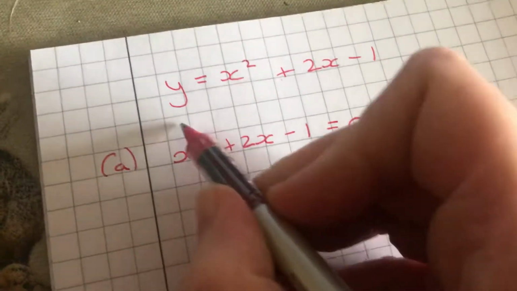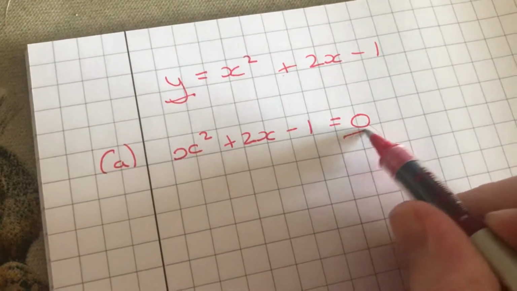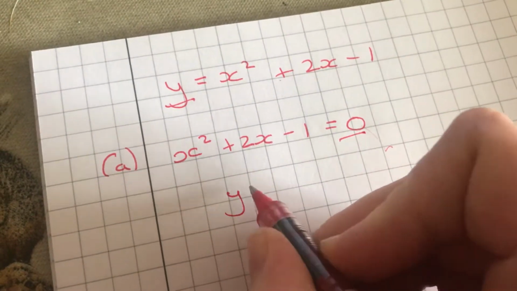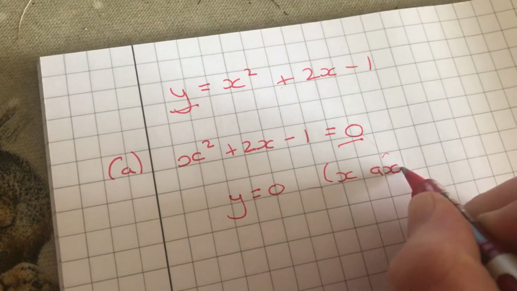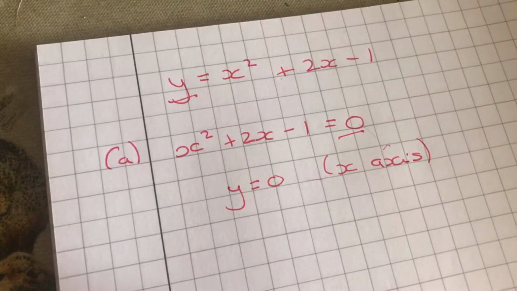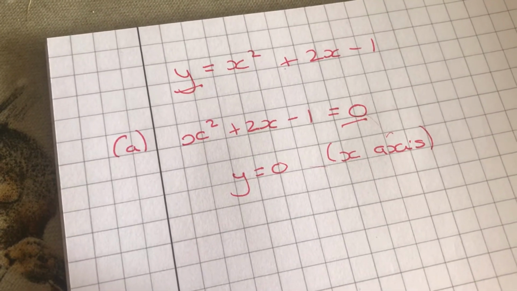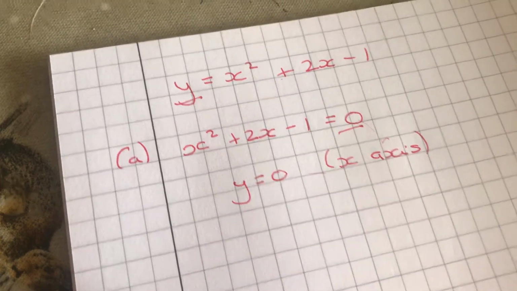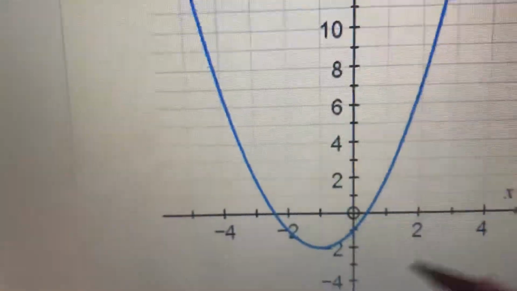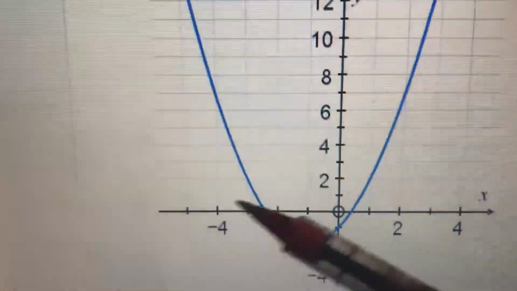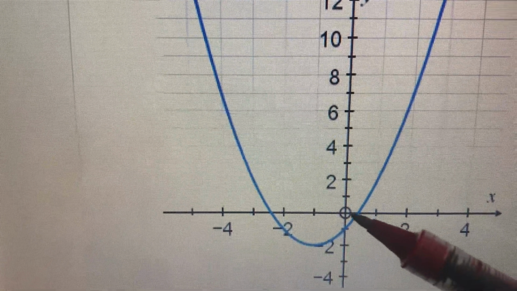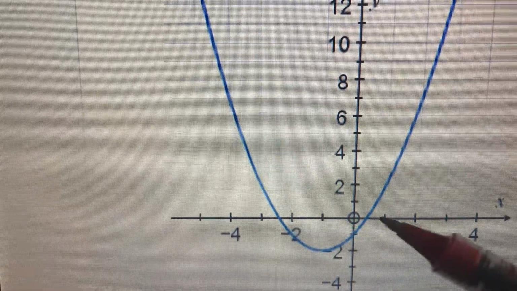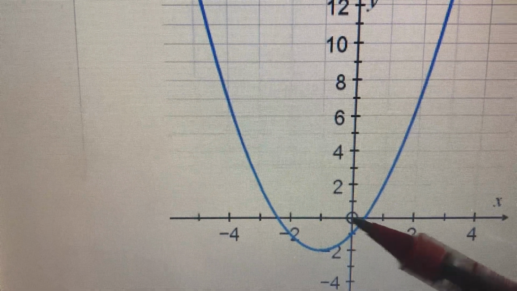We've replaced the y with 0. So we're looking at y equals 0, aka the x-axis. So all we need to do is look where the graph crosses the x-axis. If we go back to the screen, that's where, this is the equation y equals 0. So this would be the roots of the equation. This is the answer we're looking for. What's the x value at these points here?